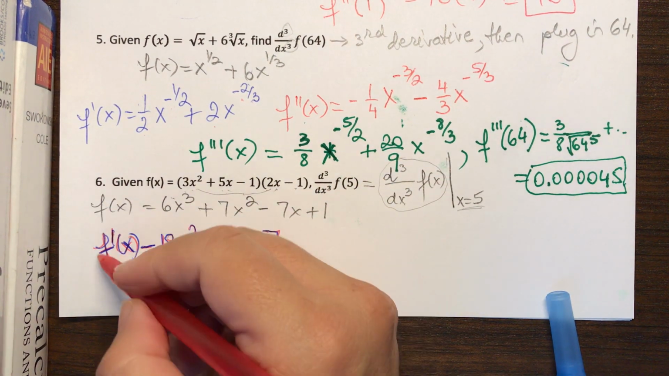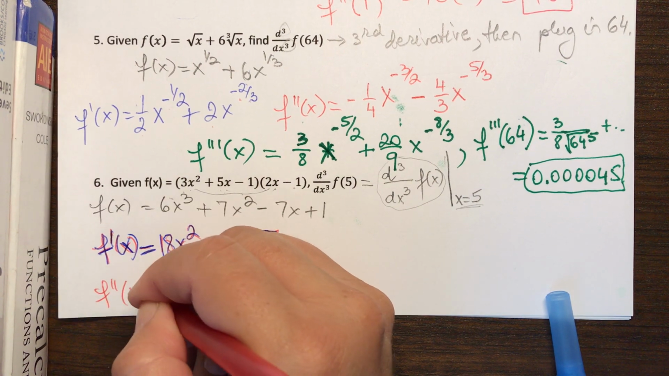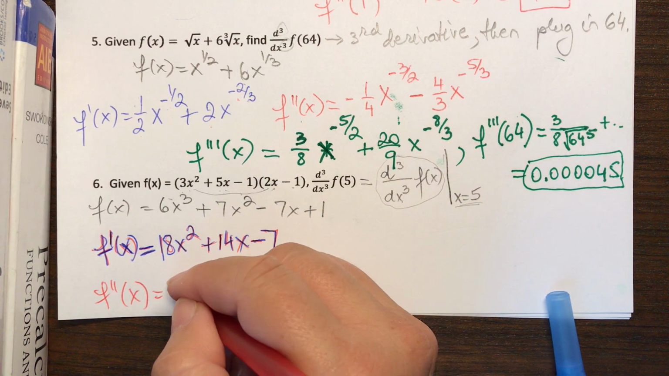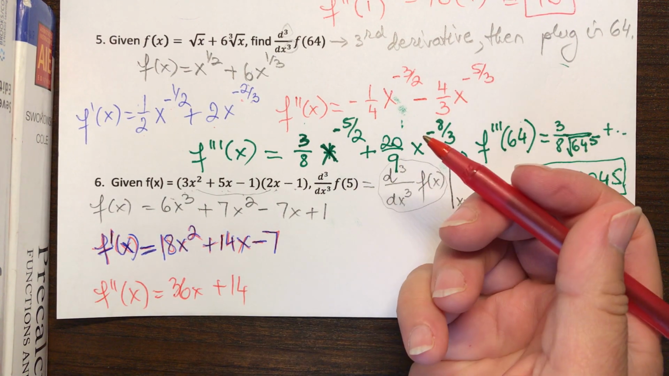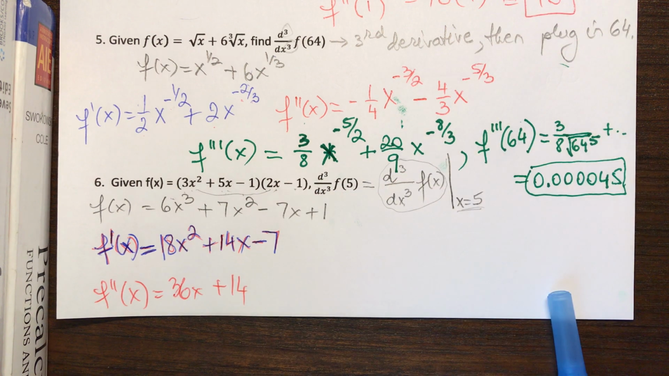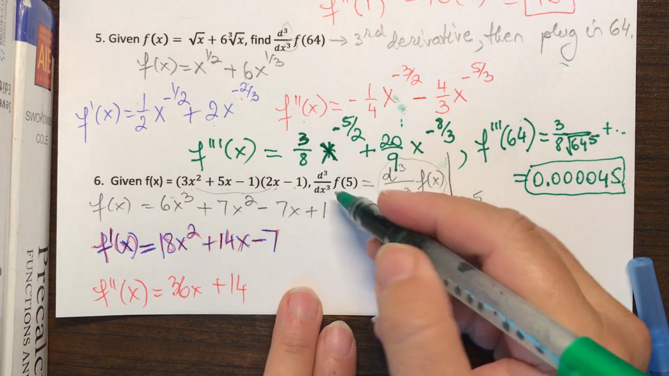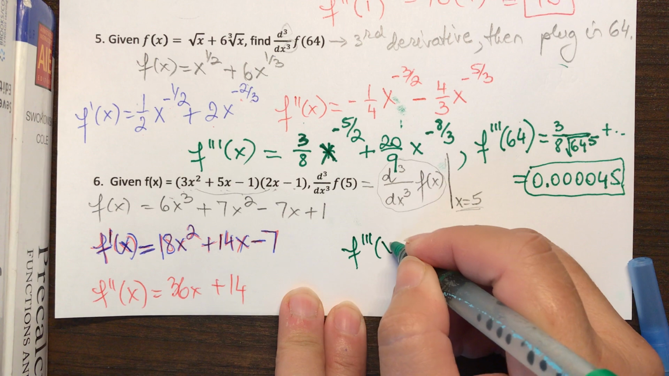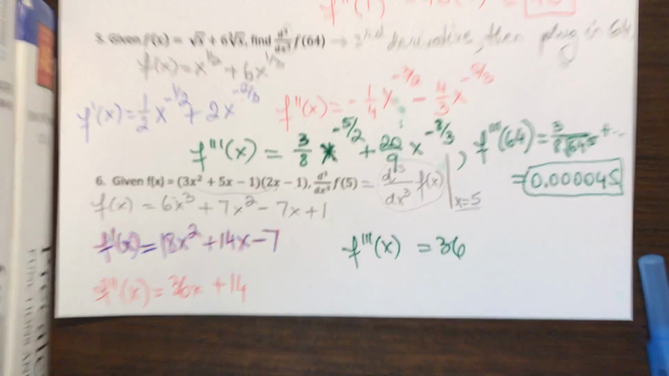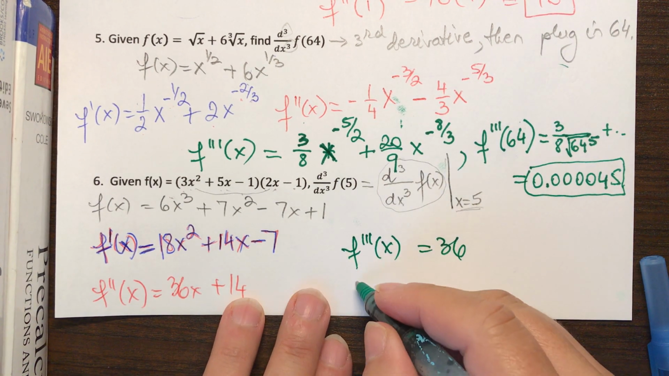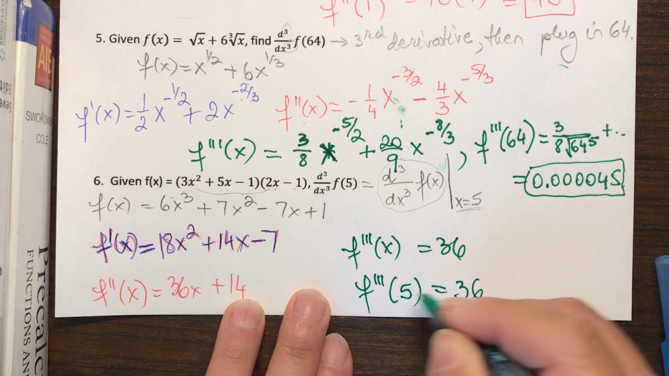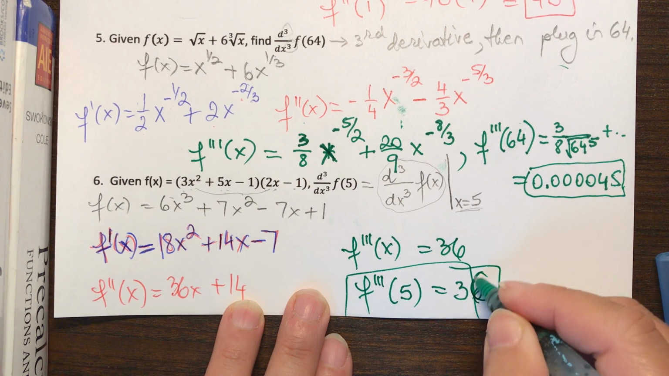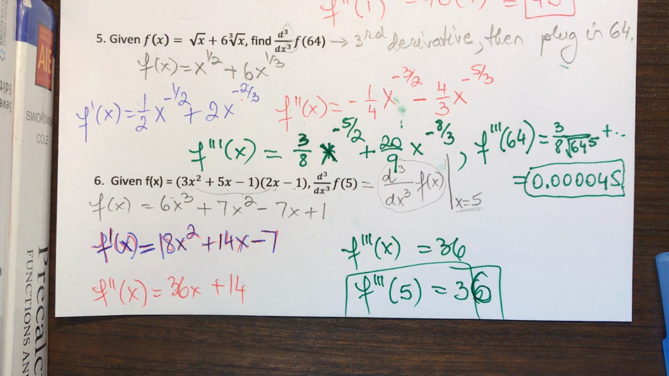Now, the second derivative. I'm like, wait a minute. The second derivative is a 36x plus 14. See how much easier it is to take derivatives of sums and differences? You just go term by term. The third derivative is just 36, right? So sure enough, whatever it is you're plugging into the third derivative doesn't matter because that's a constant. And that constant says that that third derivative is constantly 36 no matter what.